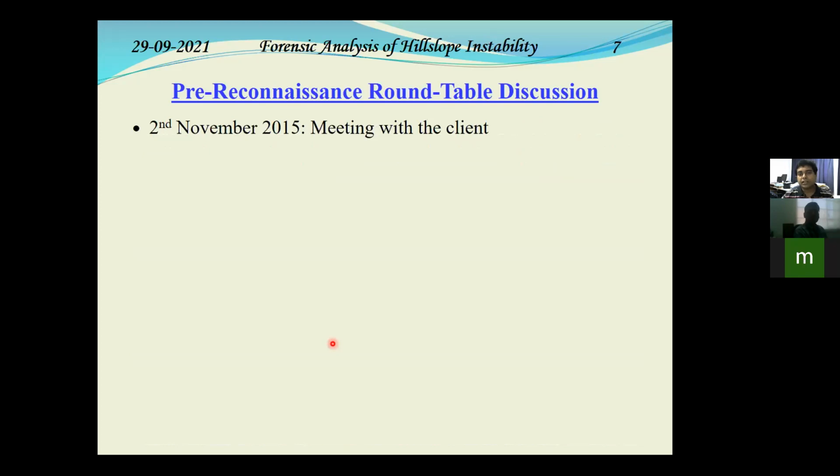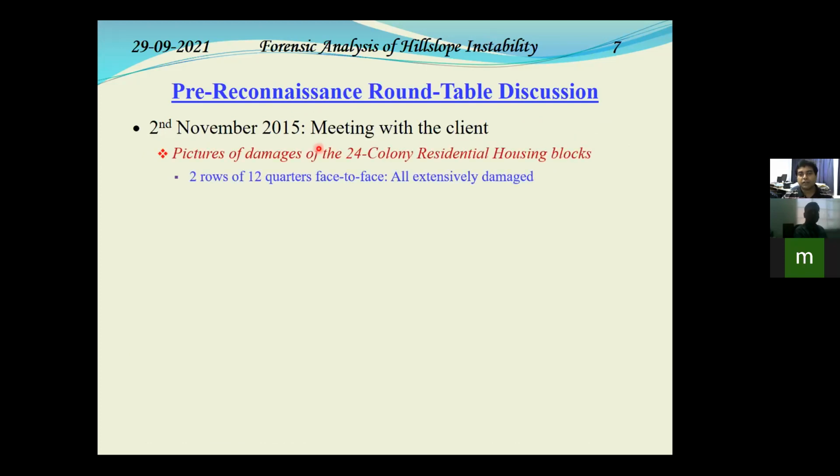As mentioned earlier, we have a framework over which we do a forensic study. So we started with a pre-reconnaissance roundtable discussion. On 2nd November 2015, we met with the client, where we were presented with several pictures about the damages of the residential housing block, 24 colony. This is a residential colony set up for the cement factory workers on the sloping face of the hill over which the landslide has taken place.